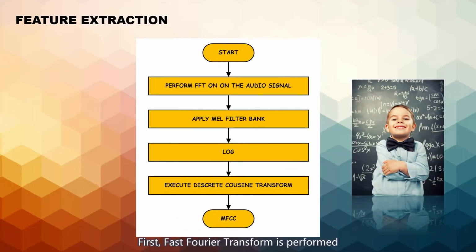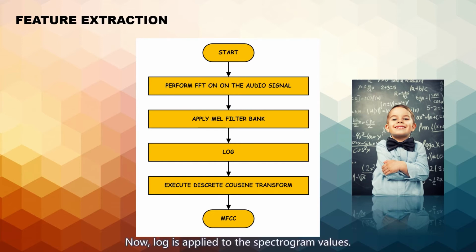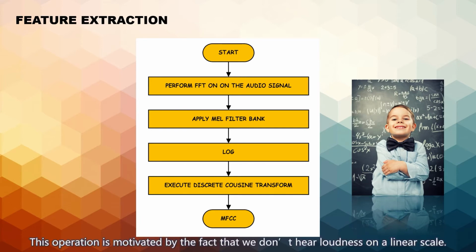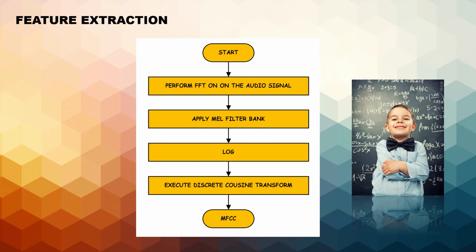First, a fast Fourier transform is performed on the audio signal and the power spectrum is computed. Next, Mel filter banks are applied on the power spectra to obtain the spectrogram. Now, log is applied to the spectrogram values. This operation is motivated by the fact that we don't hear loudness on a linear scale. This means that large variations in the sound energy may not sound all that different if the sound is loud to begin with. Therefore, the log operation attempts to mimic that.